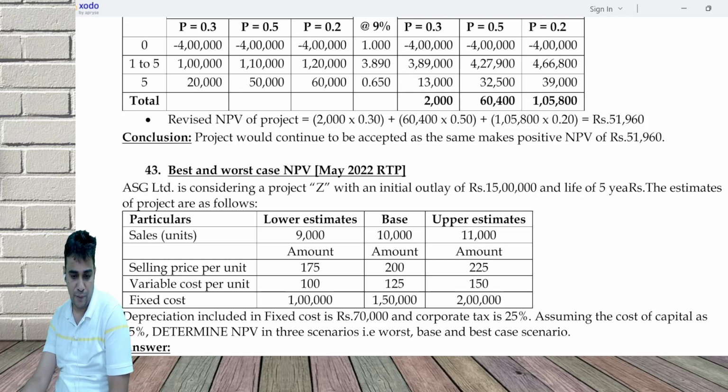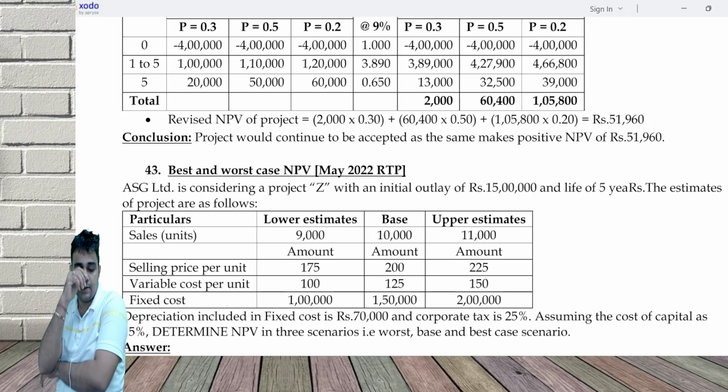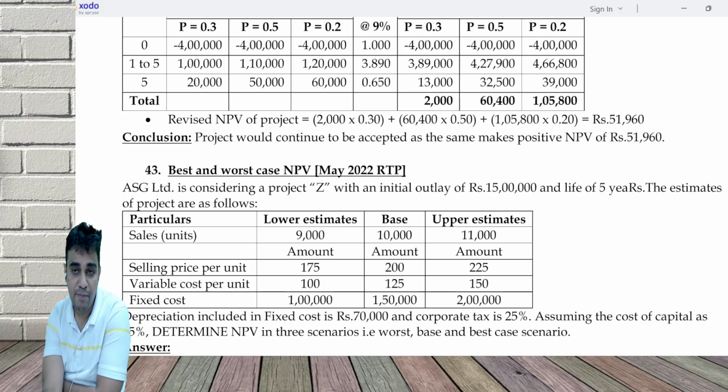What is the revenue you have taken? Guys, all participate now. Revenues is what? 11,000 into 220. 225. Variable cost? 100. 11,000 into what? 11,000 into 100. Okay. Yeah, you are right.